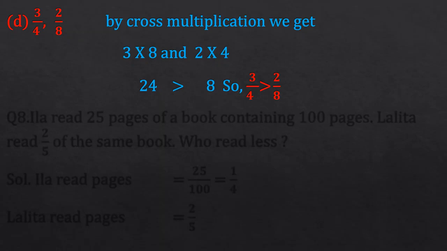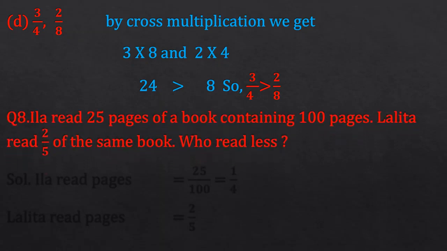See the next question now. Question number 8. Ela read 25 pages of a book containing 100 pages. Out of 100 pages, Ela read 25 pages. And Lalita read 2 by 5 of the same book. She also read the same book, but she read 2 by 5 of that book.